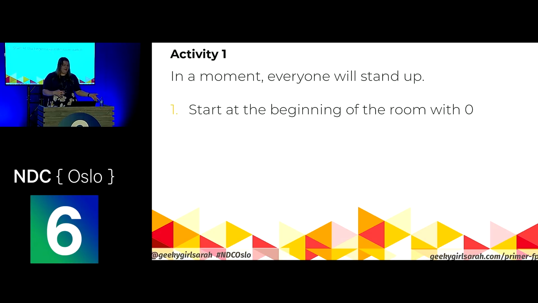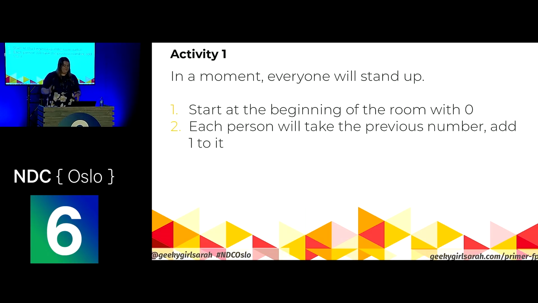So in the beginning, so far we would have counted 0 people. So we're going to start at 0. And then each person will go and increase that number by 1. So if I'm starting with person 0, and you're the first one, you would be 1, and then 2, and then so on.